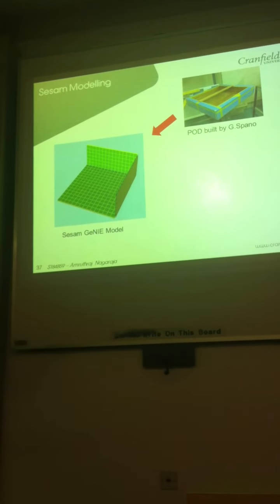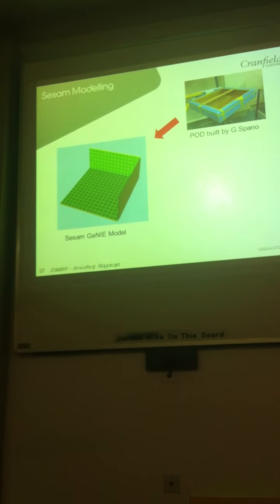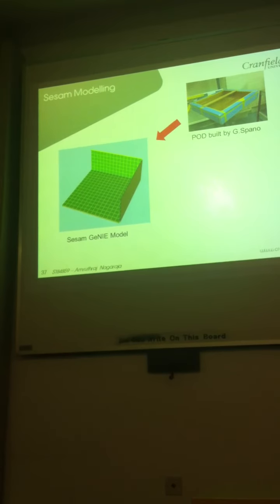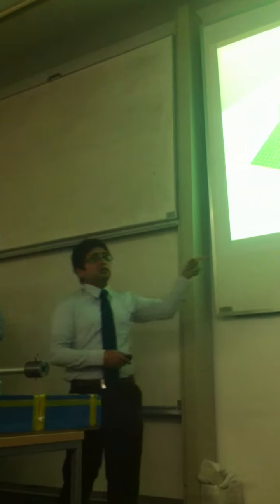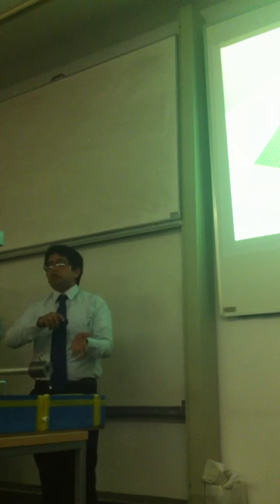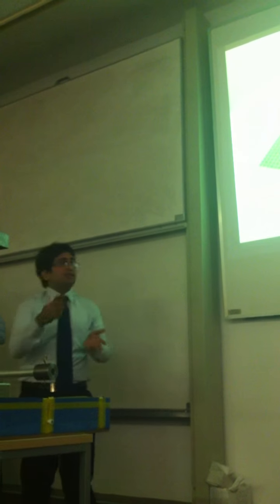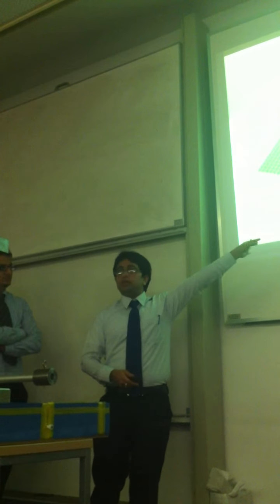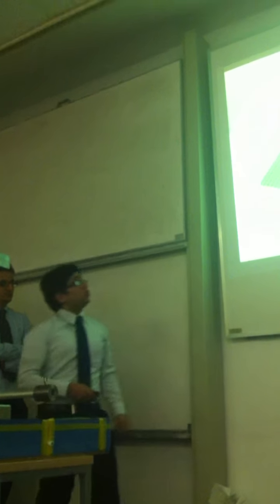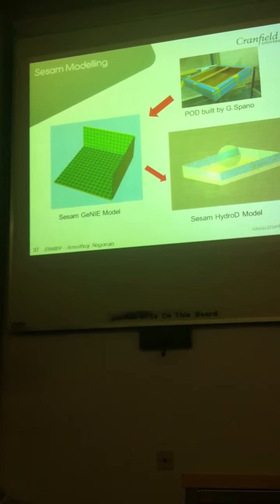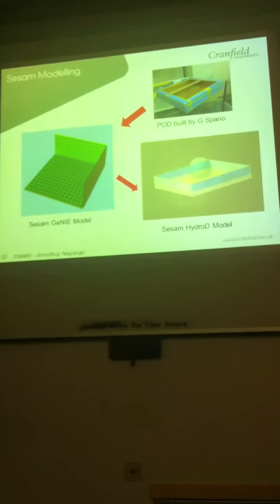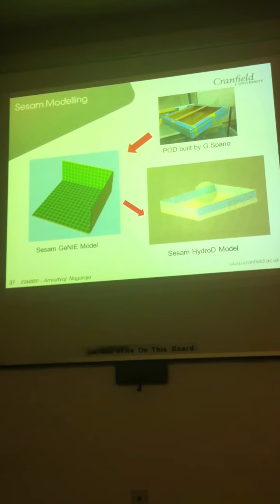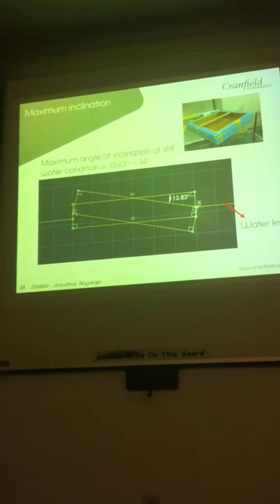The Genie model requires only 1/4 of a pod, because when we input it into HydroD for analysis, we can replicate it because of the symmetry on two axes. So only 1/4 of the pod is enough if it's built, and we can save computational power also. This model was built for both the full scale structure and the subscale structure for comparison.